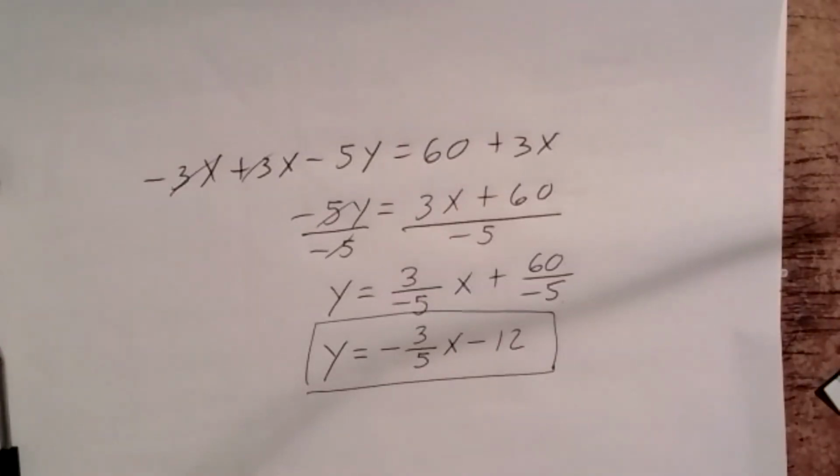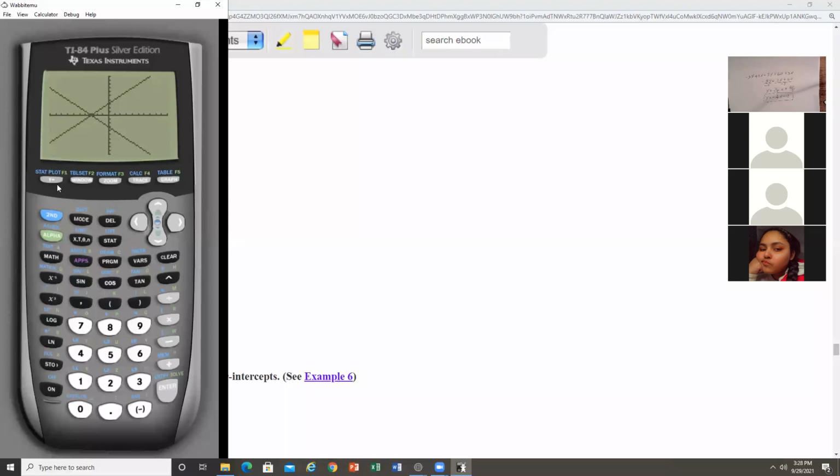Let's type that into our graphing calculator. So, all right, I'm going to type in -3/5. So open parenthesis, -3 divided by 5. That's how I enter a -3/5 times x minus 12, subtract 12. I have entered that equation into memory. Now we can graph this line.